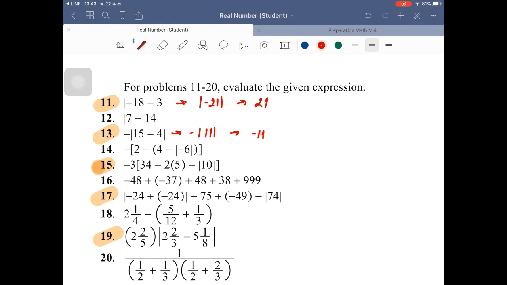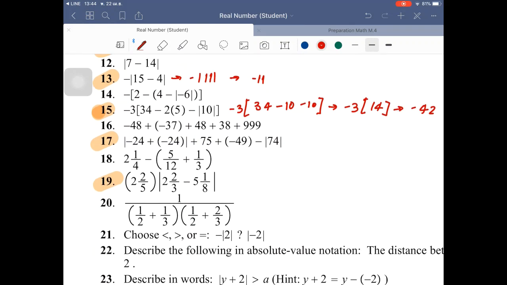Okay, question 15. Try to simplify in the parentheses. First, you get 34 minus 10, minus absolute 10, you get minus another 10. What do you get here? Negative 3 times 14. Negative 3 times 14, so the answer will be negative 42.